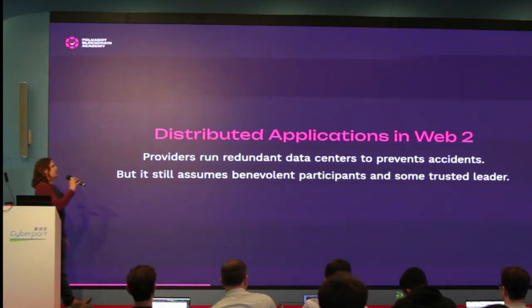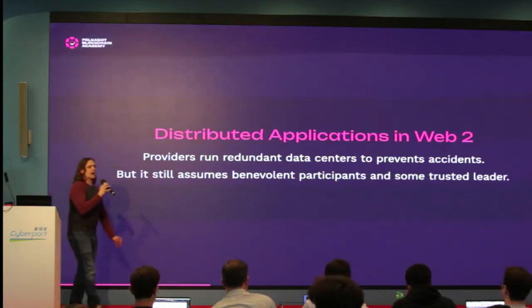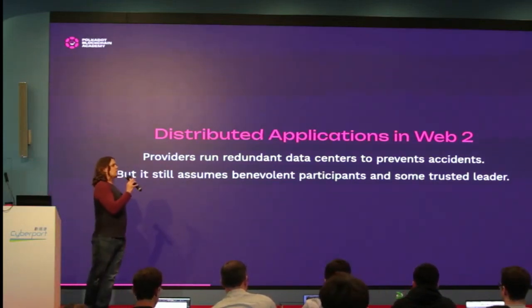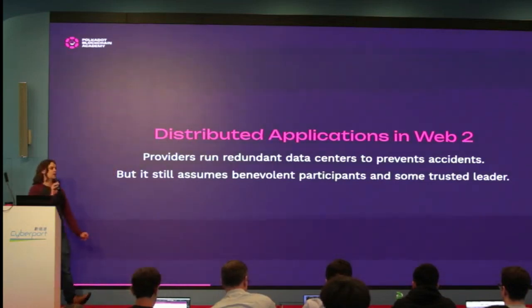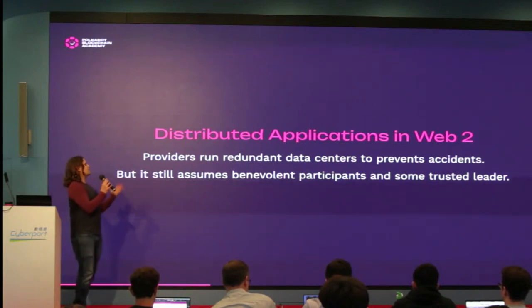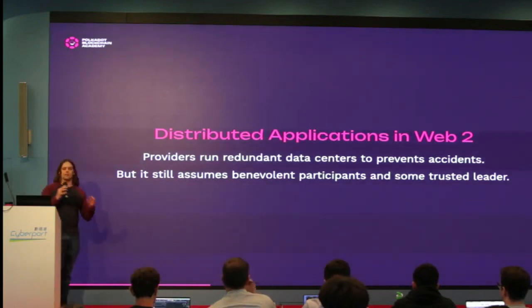Okay, so I do want to give credit where it's due. Web 2 is not entirely centralized in all the worst ways. Most service providers want to keep their services online. Facebook doesn't want to go down. Amazon doesn't want to go down. They want to stay up. And so they are distributed in many ways, like geographically and politically.